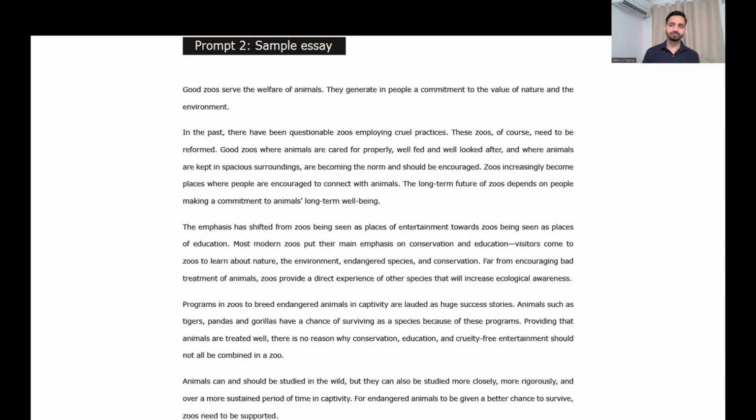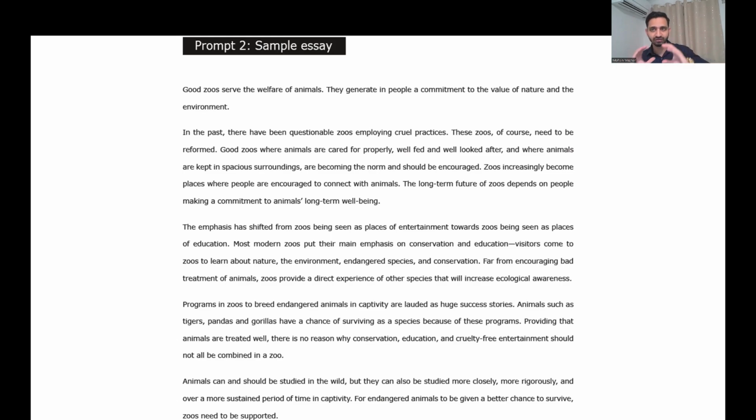Now the third paragraph in the body talks about programs in zoos to breed endangered animals in captivity, which are lauded as huge success stories. Animals such as tigers, pandas, and gorillas have a chance of surviving as species because of these programs. Now, to protect these endangered animals in captivity are success stories. They're helping all of these endangered species like tigers, pandas, and gorillas. They have now a chance to survive because of the zoos, providing that animals are treated well.